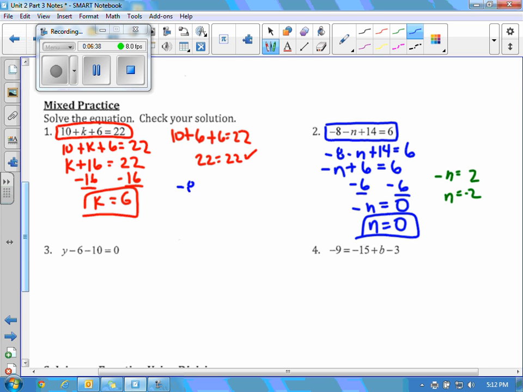It asked me to check my solution, so I'm going to do that over here in the middle. So negative 8 minus 0 plus 14 equals 6. Negative 8 minus 0 just keeps it at negative 8. Negative 8 plus 14 is positive 6. I get 6 equals 6. So I'm correct there. Again, 3 and 4 are for you to work on.